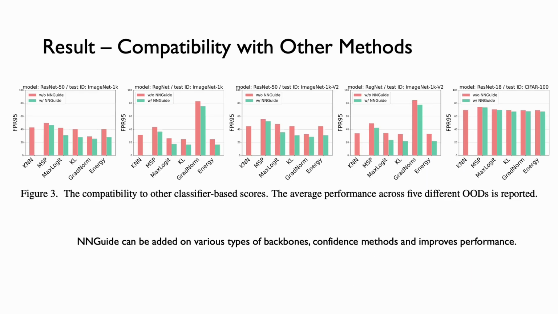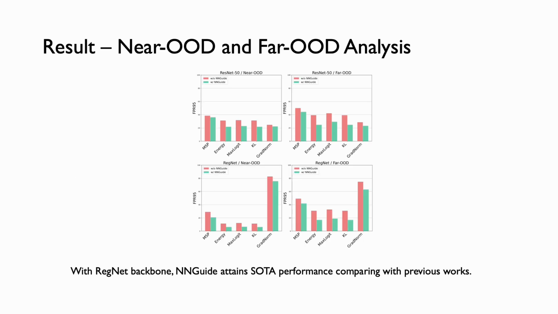In this slide, we can check the compatibility of our method on top of various types of methods and backbones, where performances are improved for all cases. As we mentioned earlier, our method compensates for far OOD and near OOD compared with previous methods, which we show in these bar graphs. On top of various classifier-based methods, our method improves performance for not only far OOD samples, but also near OOD samples for two different types of backbones.